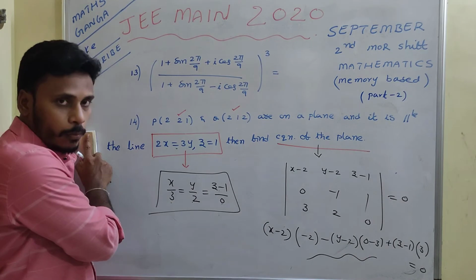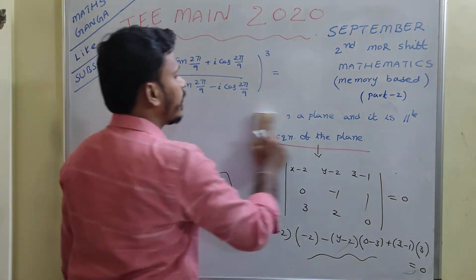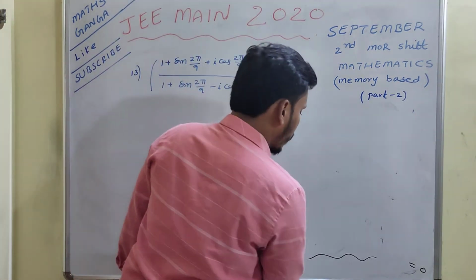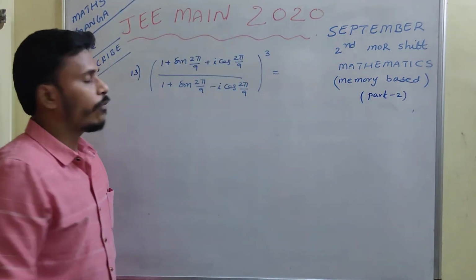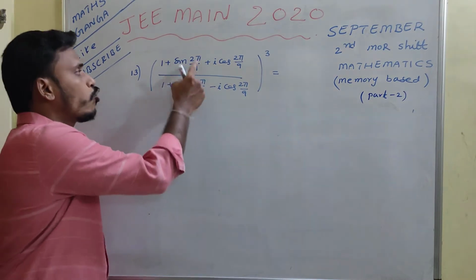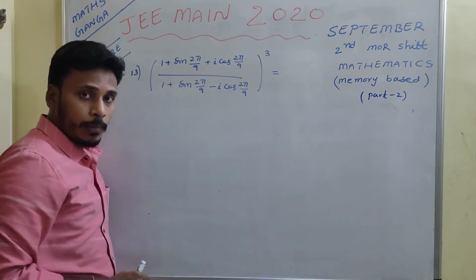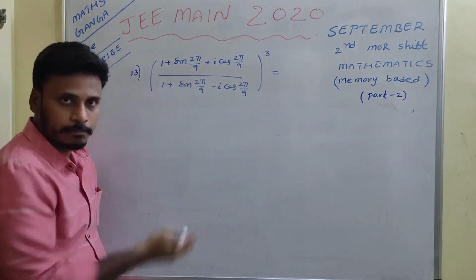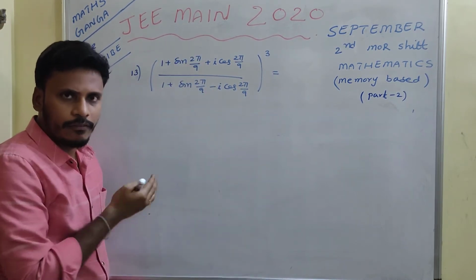So this is the 14th problem. And then coming to the 13th problem, you just have a look. The problem is again from the complex numbers. We need to find the simplified value of (1 plus sine 2 pi by 9 plus i cos 2 pi by 9) divided by (1 plus sine 2 pi by 9 minus i cos 2 pi by 9), to the power 3. This is also a very familiar problem.